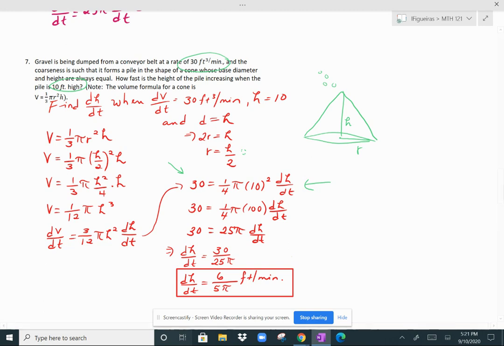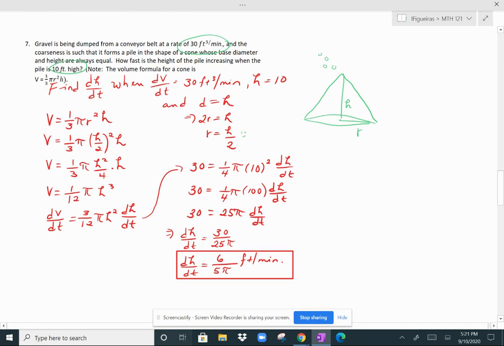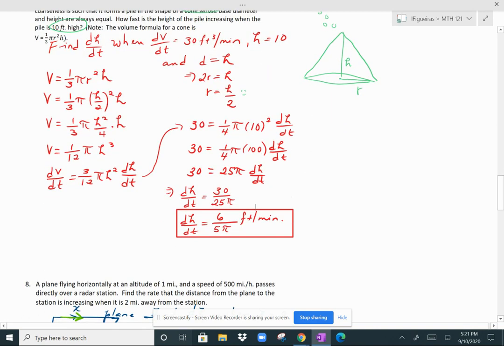So here you're left with 30 equals 1/4 pi times 100. The 1/4 and 100 simplifies down to 25 pi dH dt. Then divide both sides by 25 pi, and you get dH dt is 30 over 25 pi. But 30 and 25 have a common factor of 5, so you get dH dt is changing at 6 over 5 pi feet per minute.